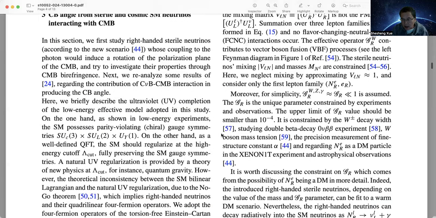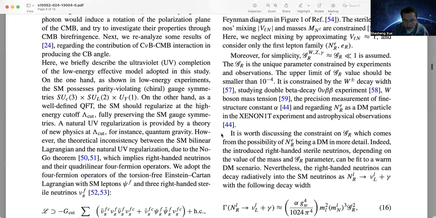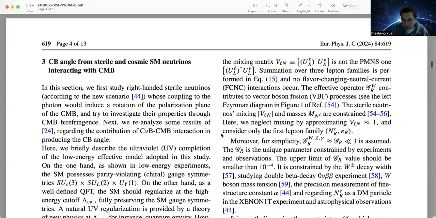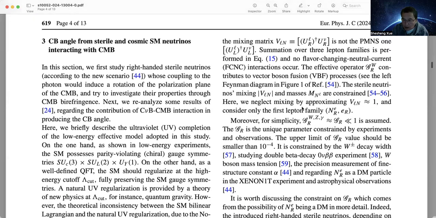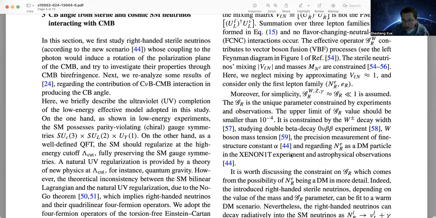And studying the birefringence phenomenon is not the first time we have used this effective Lagrangian. Actually, we have studied vector boson fusion, double beta decay, axion experiments for dark matter, and also astrophysics observations. All these references are listed, and the results indicate that this right-hand coupling, meaning the standard model gauge bosons interacting with the right-hand particle sector, is very small and consistent with the low energy limit observed in the standard model.